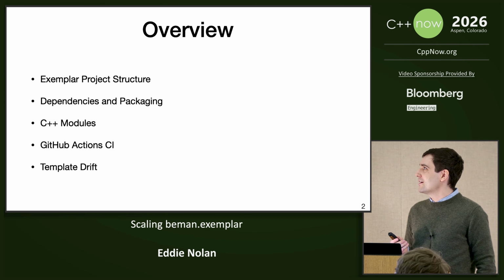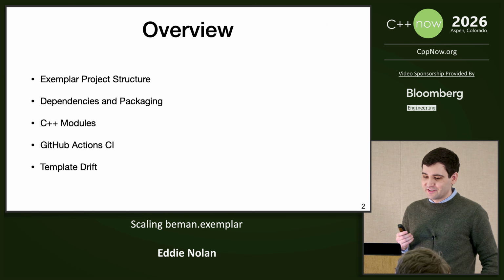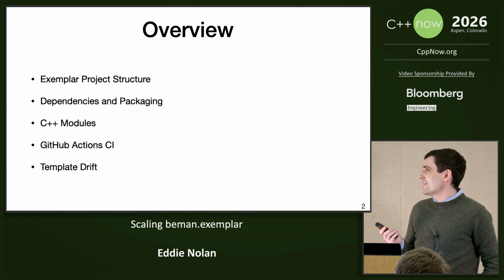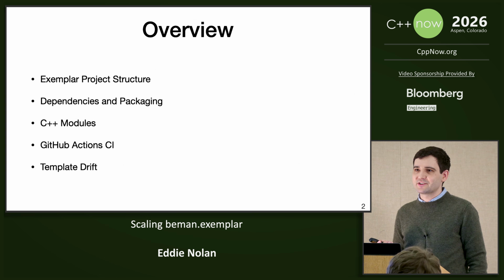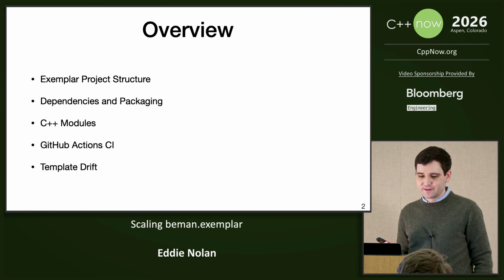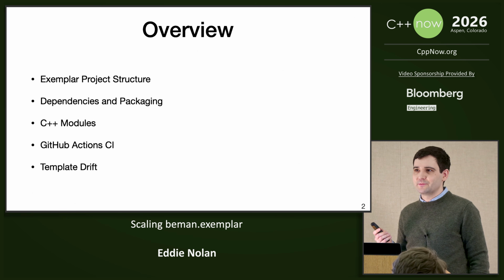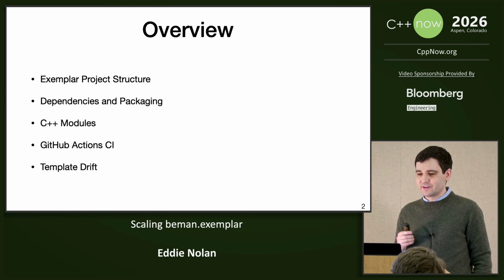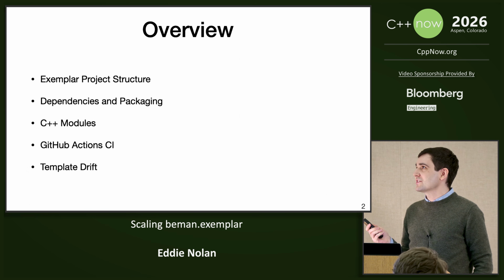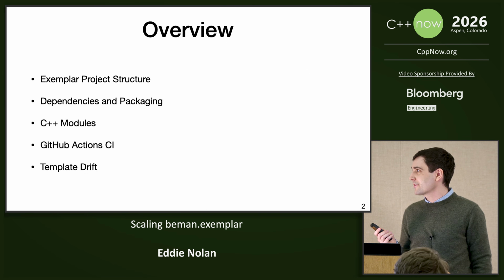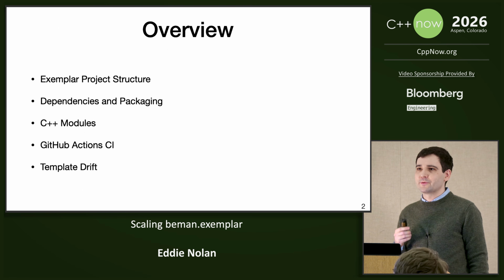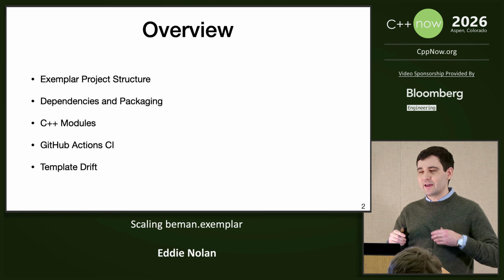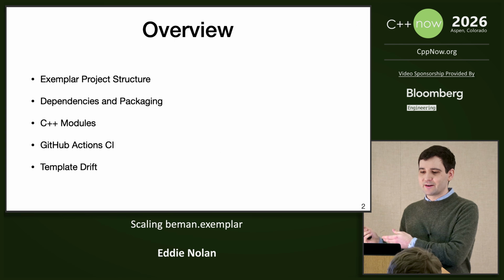So if you're here at C++Now, first, an overview of the talk. First, we're going to talk about the exemplar project structure. Then we're going to go into dependencies and the packaging system that we've developed for the Beman project. We're going to talk about how we've enabled C++ module support in the Beman project. We're going to talk about all of the GitHub Actions-based CI workflows that we've put together. And then we're going to talk about template drift, which is essentially the problem where you create a library from an older version of the exemplar template, you add updates to the exemplar template, and then the library that was based on an older version doesn't get that update. So how do you propagate those out?